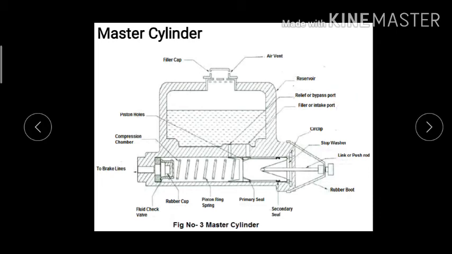The bypass port is to relieve the cylinder from the high pressure of the oil. To remove the excess oil or excess pressure, a bypass port is opened and the remaining oil is passed into the reservoir, which is maintained at atmospheric pressure. So this is the construction and working of the master cylinder. In the next class we'll be dealing with the wheel cylinder.